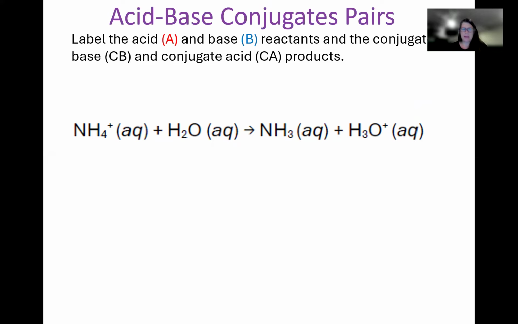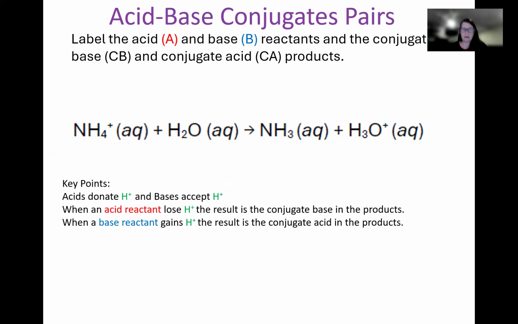This problem asks us to label the acid and base reactants and the conjugate base and conjugate acid products. Some key points are that acids donate protons and bases accept them. And when an acid reactant loses H plus, the result is the conjugate base in the products. And when a base reactant gains H plus, the result is the conjugate acid in the products. So these go together in pairs, so I want to pair them up. And it's obvious these are different by a proton.